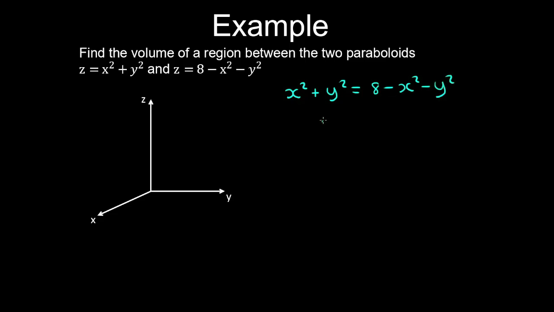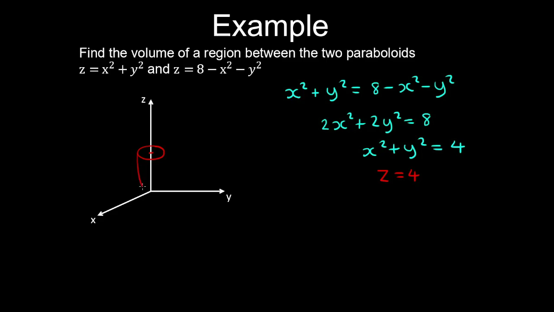And therefore, we get 2x squared plus 2y squared is equal to 8, or x squared plus y squared is equal to 4. So if we substitute for x squared plus y squared in either of these equations, we get z is equal to 4. So that's our intersection curve, being a circle at z equals 4, and it has a radius of 2.